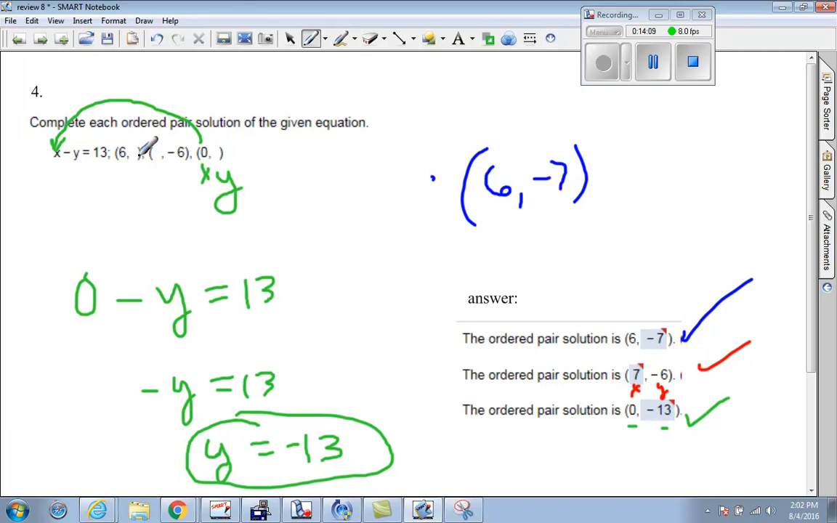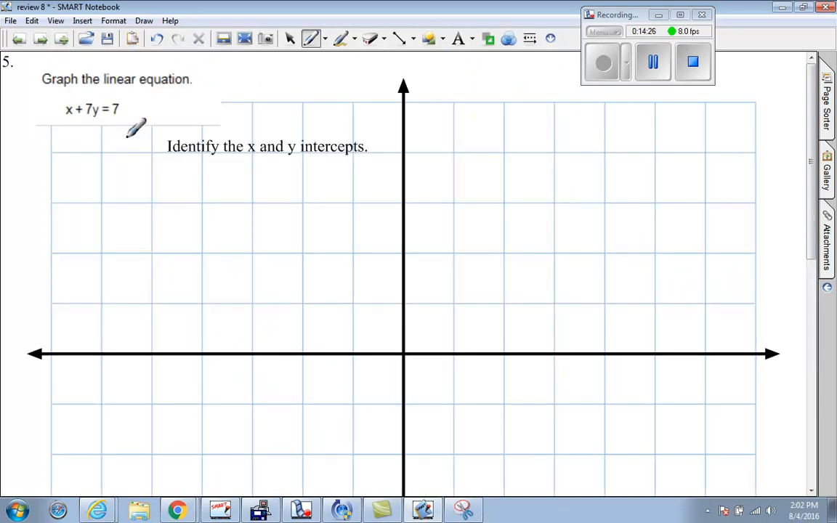So it's a lot of input-output. Again, if they give you the x, you've got to figure the y. If they give you the y, you've got to figure the x. And on the last one here, they give you the x, you've got to figure the y. All right, let's try the next one.